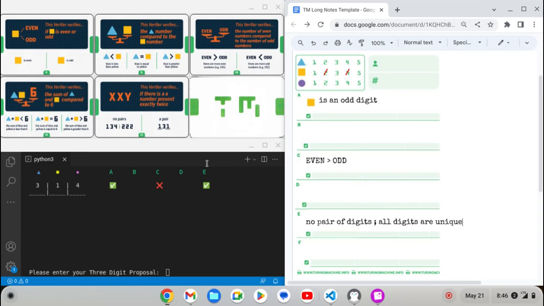Okay, so what I'm going to put down for C, not only are there more even than odds, I'm going to say basically that triangle and circle are even.